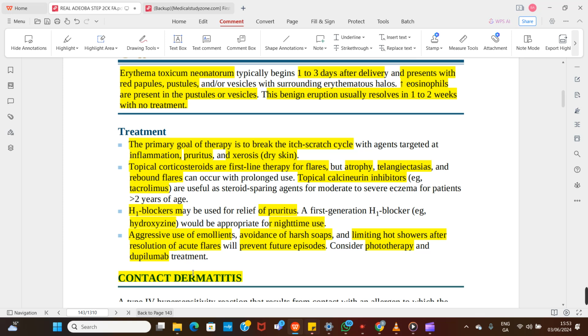So if you are going to be using it for a long time, you can switch to your topical calcineurin inhibitors like your tacrolimus, pimecrolimus, particularly in people with moderate to severe eczema and the patient is more than 2 years of age, right? So avoid the triggers, getting exposed to high temperature, harsh soaps, to prevent future episodes. And if the calcineurin inhibitor is not working or corticosteroid is not working, you can consider phototherapy or give systemic immunomodulators like dupilumab. That is about atopic dermatitis.